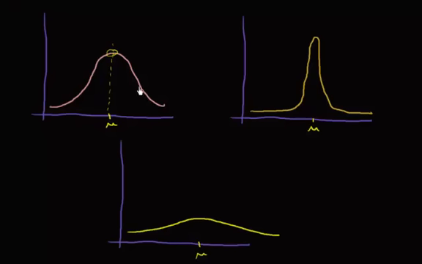Okay, so between these three different curves, what's going on here? I've labeled them all to have the same mean, okay, because that's not really the big deal here. But what makes these look different?